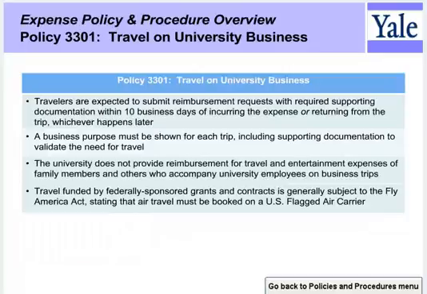On this slide, there are two important points that haven't been previously mentioned. First, the university does not provide reimbursement for travel and entertainment expenses of family members and others who accompany university employees on business. In addition, travel funded by federally sponsored grants and contracts is generally subject to the Fly America Act, stating that air travel must be booked on a U.S.-flagged air carrier.